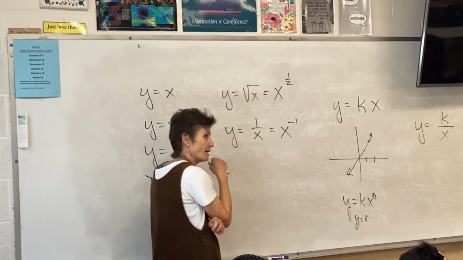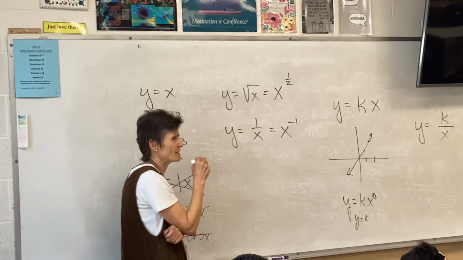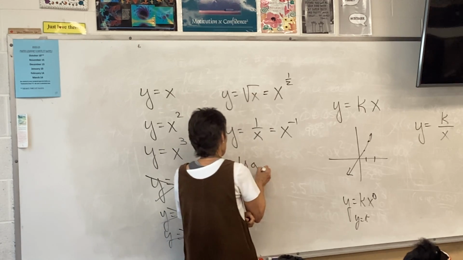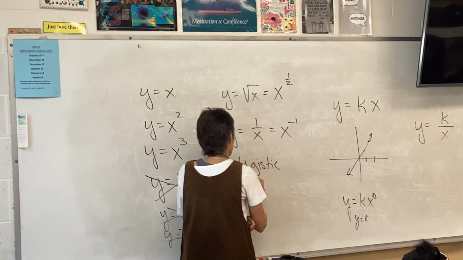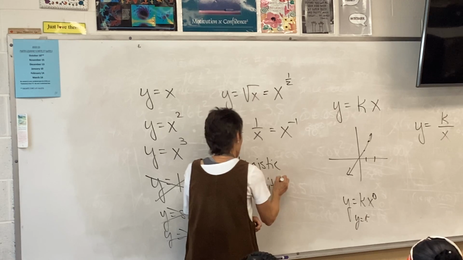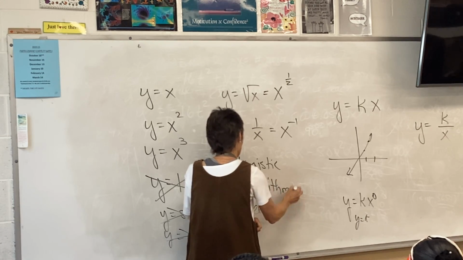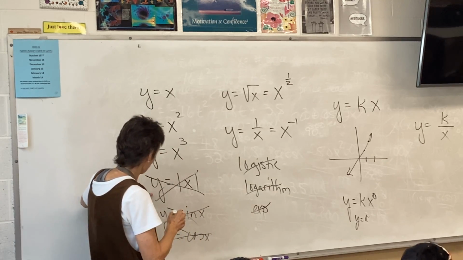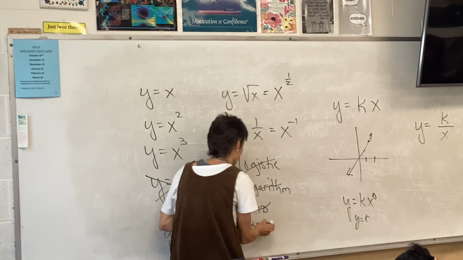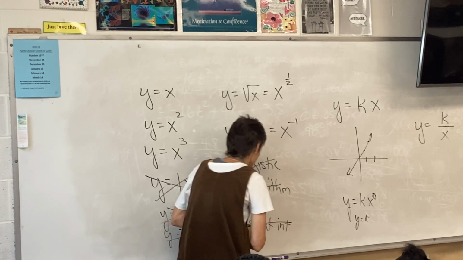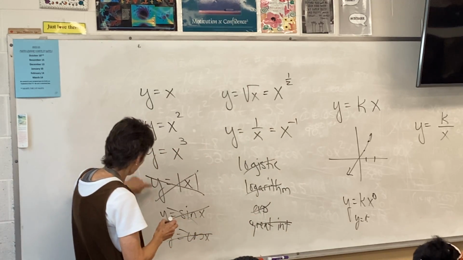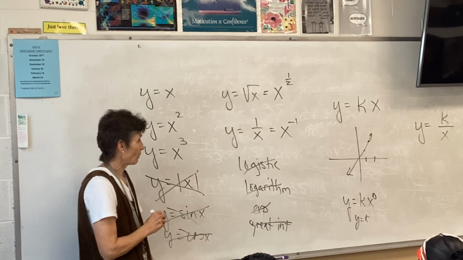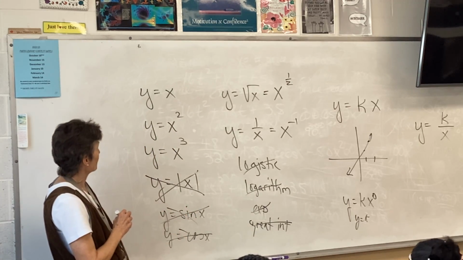I'm trying to think of my other BFFs. The logistic function is not. The logarithm function is not. So logistic, logarithm, exponential, those are not. How many do I have? 1, 2, 3, 4, 5. Oh, greatest integer. It is not. 1, 2, 3, 4, 5, 6, 7, 8, 9. I got them all. So which ones are power functions? The ones I don't have marked out.